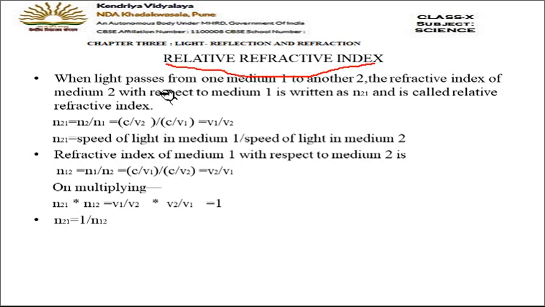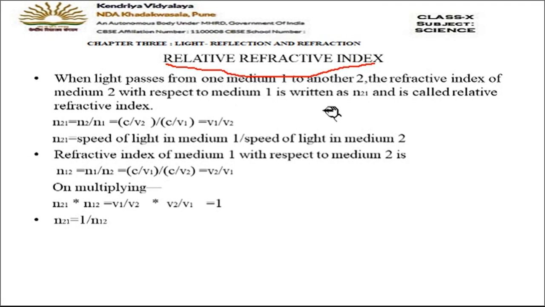Okay, so when light passes from one medium to another, the refractive index of medium 2 with respect to medium 1 is written as follows. Now remember children, here we are again taking two mediums, but neither of the mediums is air. We are taking two different mediums. If we take air as one of the mediums, then it becomes absolute refractive index.